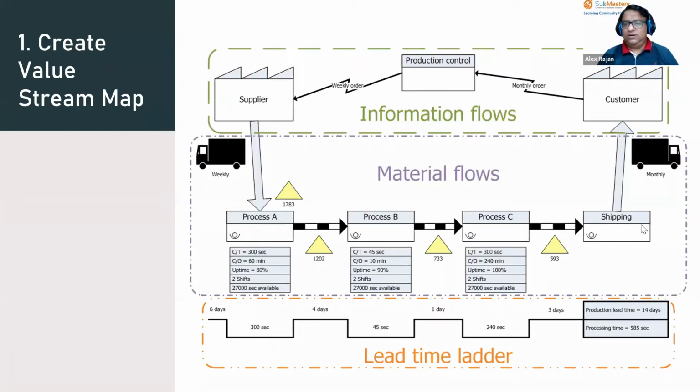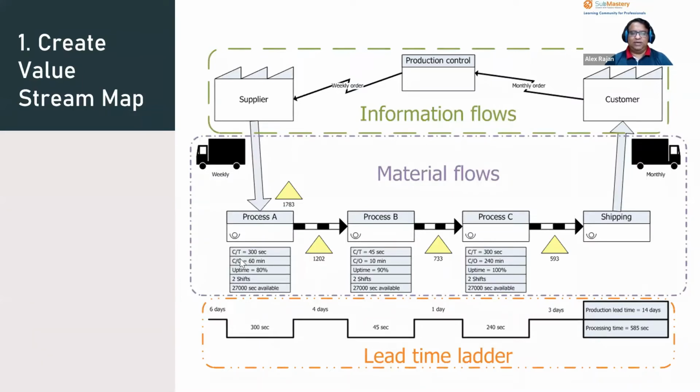There are three processes involved, and finally shipping happens. The supplier transports the raw materials weekly to process A, which uses them and gives the output to process B, and then the material is given to process C, and then shipping is done to the customers. The inventory is shown here. The number of inventory units is given in the triangle. So 1883 is the inventory given to process A. The cycle time of the process is given here.